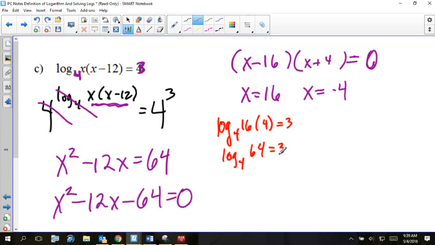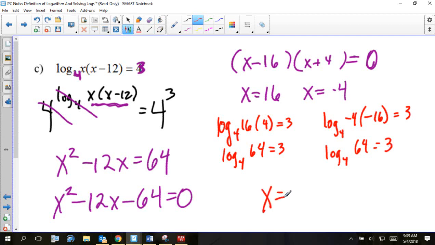It'll work. The other one, let's check negative 4. Remember we can't have a log of a negative number? So it's very possible that we might have an extraneous solution here. So we need to check it. So we have log base 4 of negative 4 multiplied by negative 16. Multiply those together. Log base 4 of 64 equals 3. So that one works as well. Wait, why don't you have a negative number? So when I multiply these negatives together, I still have log of a positive number. I'm good. So we have two solutions for this one.